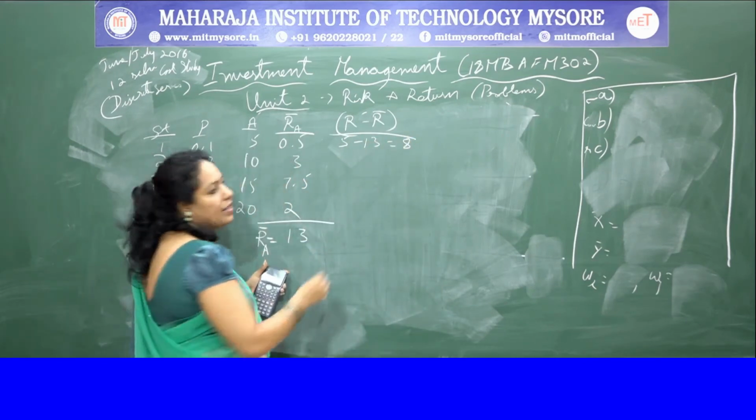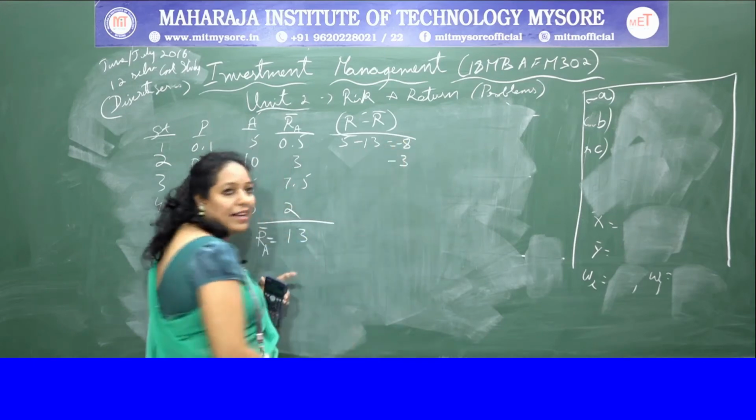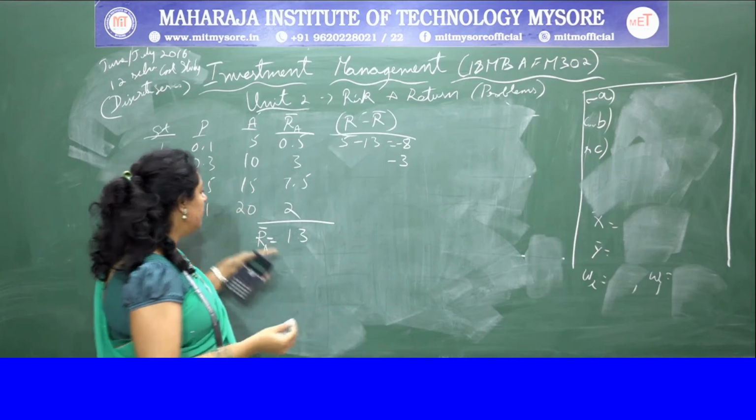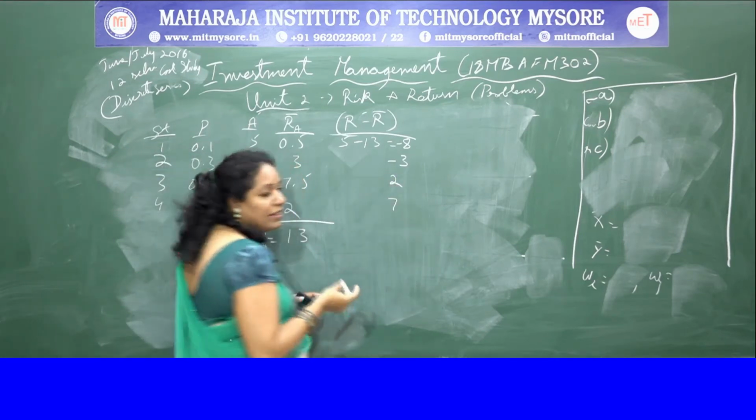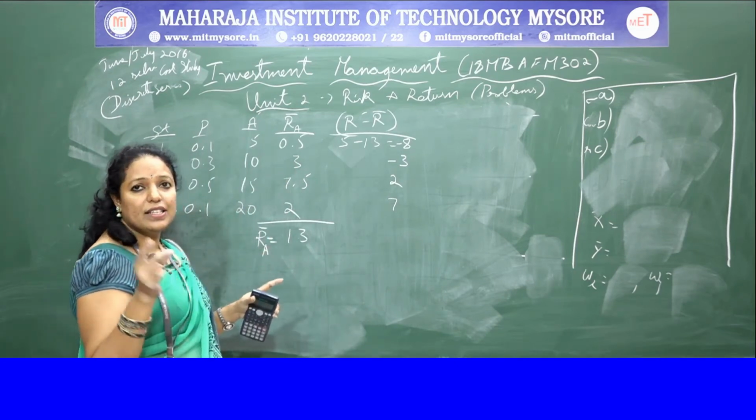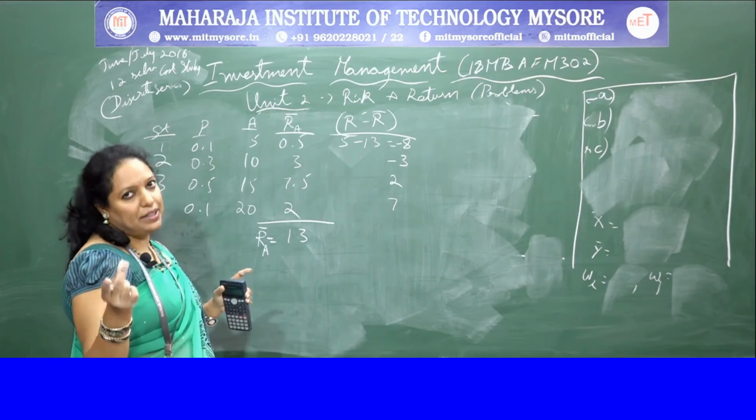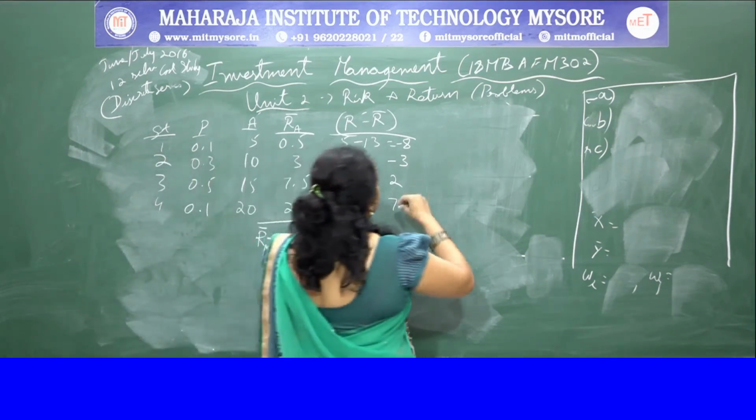10 minus 13 is equal to minus 3. Minus 8 and minus 3. Then 15 minus 13 is 2. 20 minus 13 is 7. We have already calculated R minus R bar. For this, we have to do square and then the probability. This is a discrete series problem. So, you have to square it and then do the probability.